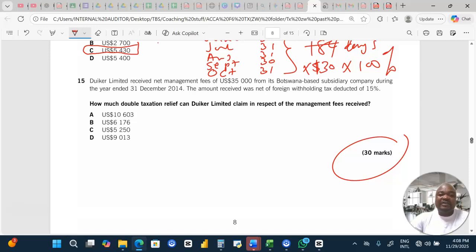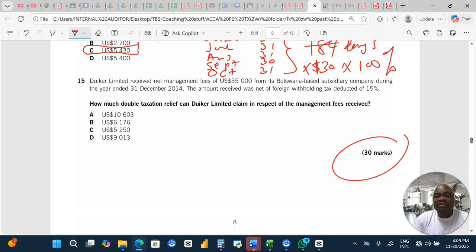Acca Limited received net management fees of 35,000 USD from its Botswana-based subsidiary company during the year ended 31st December 2024. The amount received was net of foreign withholding tax deducted of 15%. So in Botswana, they have already deducted 15% on the management fees.